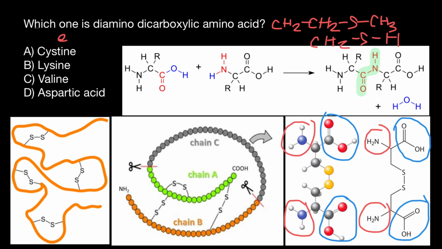Now, as you see, we can choose our answer. This is going to be answer A. This molecule, which is a diamino dicarboxylic amino acid, is cystine.